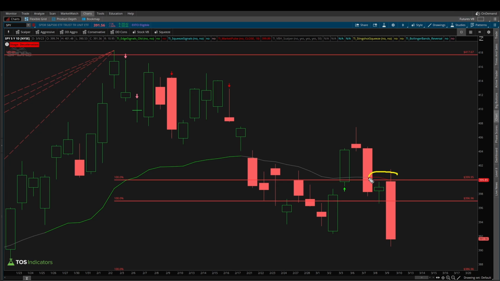Now the reason I think we're likely to break these levels is because the market pulse has also switched on that daily time frame. So that's one sign. We're now entering a stage of deceleration.